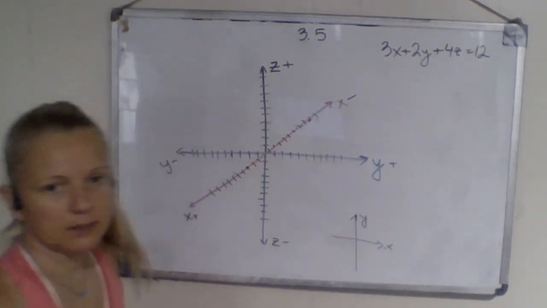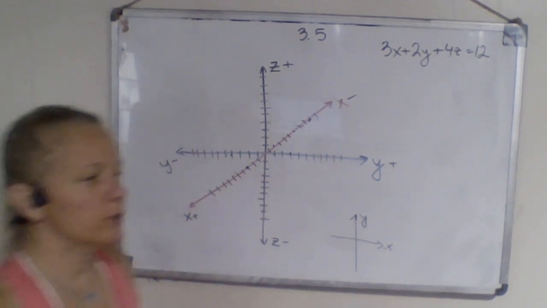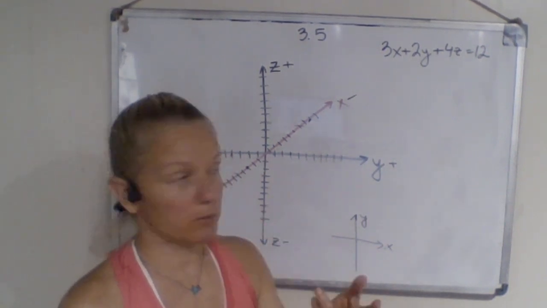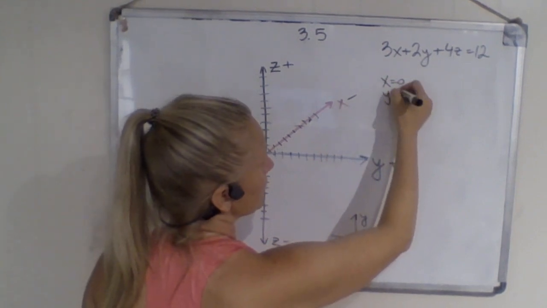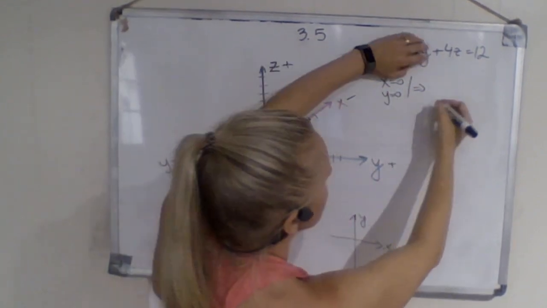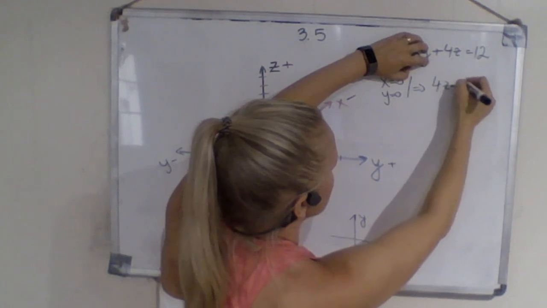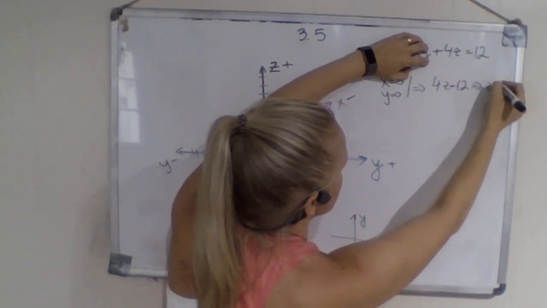We said in class the way we graph this is, we do the same thing we did with standard form, but now with 3 things. So first of all, we're going to say, what if x is 0 and y is 0? Well, then 4z equals 12. That means z equals 3.